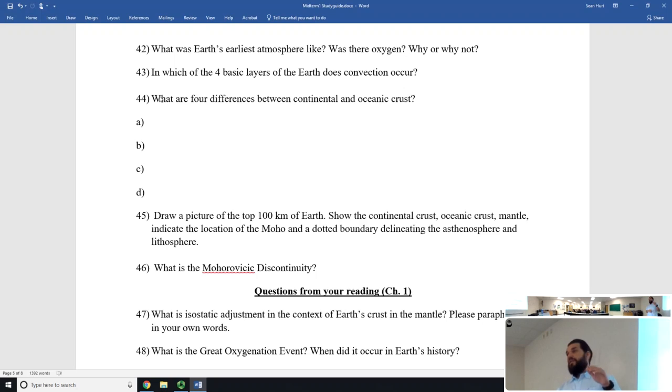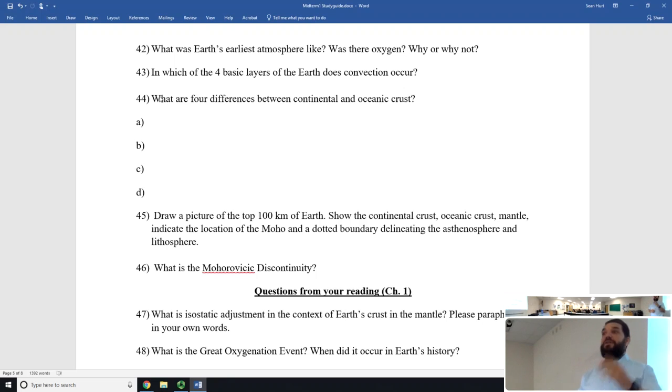You could also mention an elevation difference, right? The continental crust is, on average, a lot higher than the ocean crust. Ocean crust has an average elevation of -4 kilometers, right? 4 kilometers below sea level. Continental crust has an average elevation of about 500 meters above sea level.